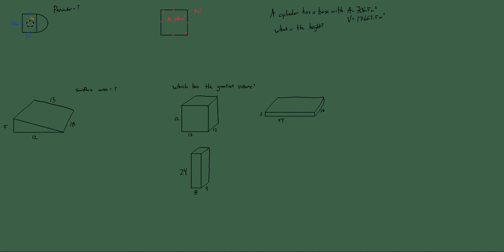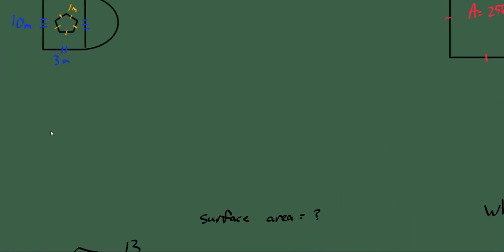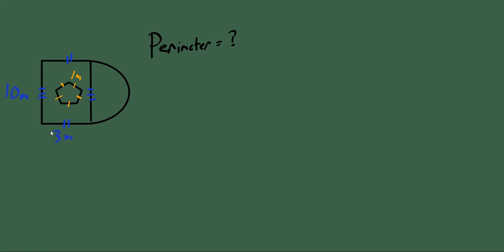Here are some more review questions for our last unit. In our last unit, we have some simple shapes and some weird shapes. So here's a weird shape. And this is a rectangle with a semicircle off the end. And it asks us for the perimeter.